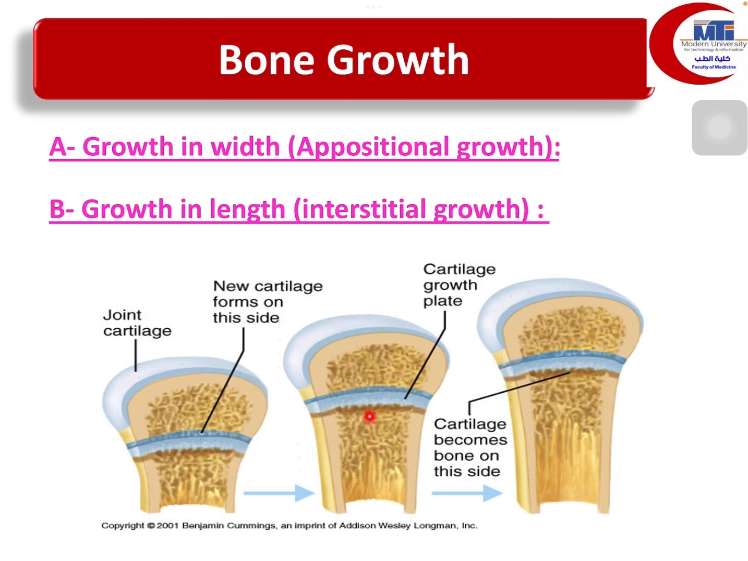Between the shaft of the long bone and the end, or epiphysis, of the bone, there is a cartilaginous plate separating both ends. This is called the cartilage growth plate or epiphyseal plate. In this plate, the cartilage tissue is responsible for the growth of the bone in length, which is interstitial growth, as we are going to discuss in the next few slides.